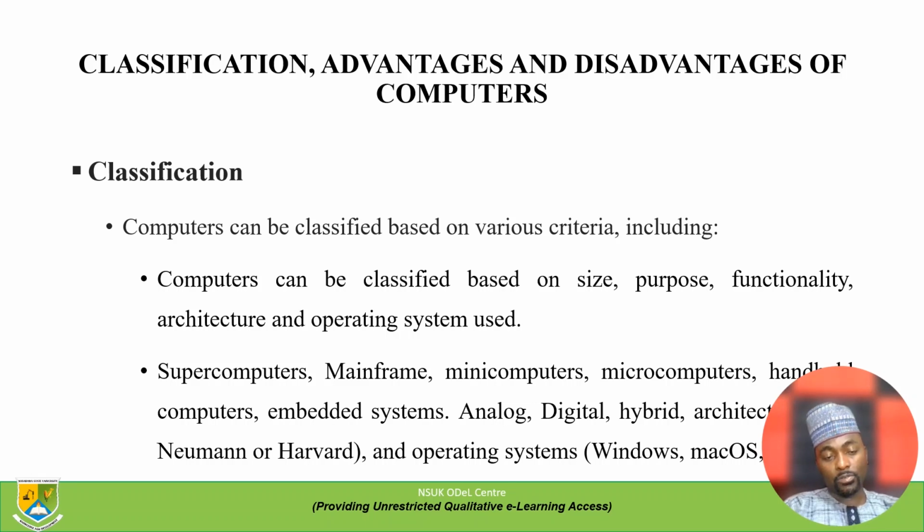And then we also have architecture. In terms of architecture, we have the Von Neumann and the Harvard architectures. And for the operating system, systems tend to use the Windows operating system, Linux, or even the Mac operating system, as the case may be.